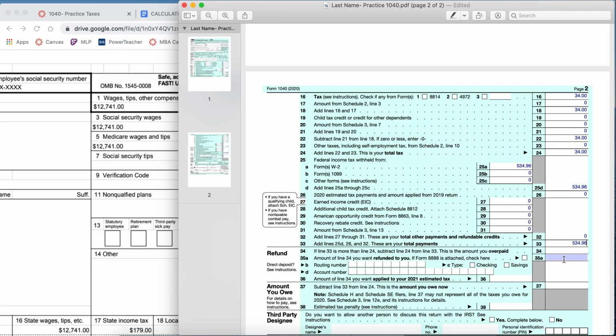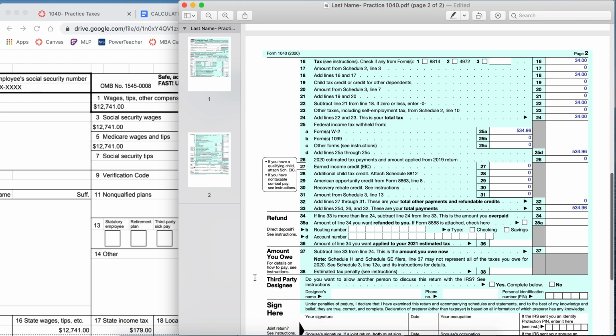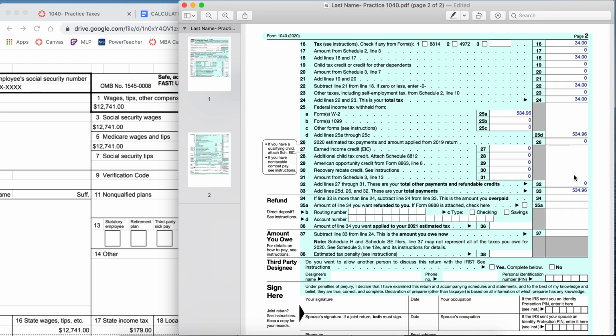$534.96. And once again, just like in class, we need to determine if we overpaid or if we underpaid. So we figure out what the difference is. If 33 is larger than 24, then we overpaid, and we did. We overpaid by $500.96. So that's what we would put in line 34, is the difference between those. Again, if line 33 was smaller than line 24, we would have an amount that we owe the government, so we would put it down here in line 37.